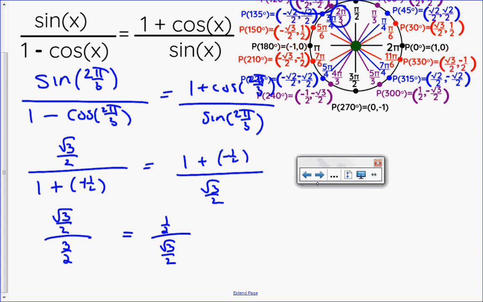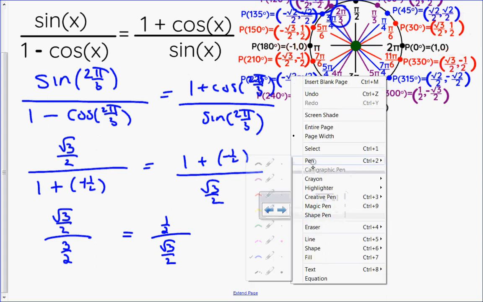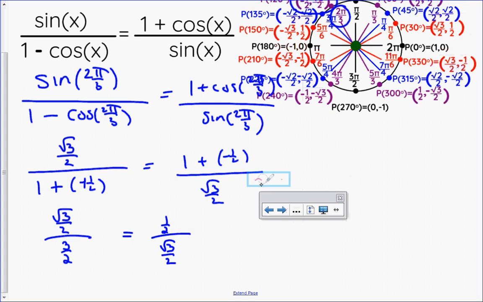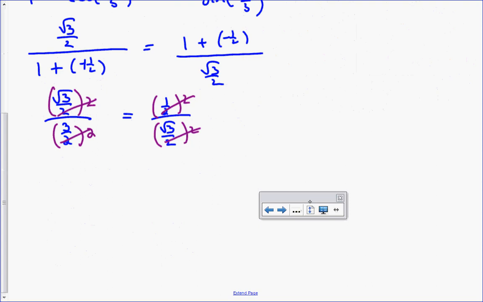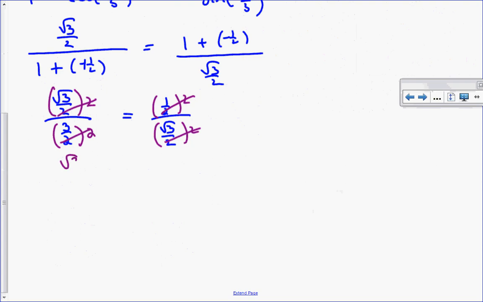So now I'm going to simplify by getting rid of my denominators. I'm going to multiply top and bottom by 2. 2 over 2 is 1, so that's fair. Multiply top and bottom by 2. 2 over 2 is 1, so that's also fair. So here the denominators all cancel, and what I'm left with is root 3 over 3 equals 1 over root 3.